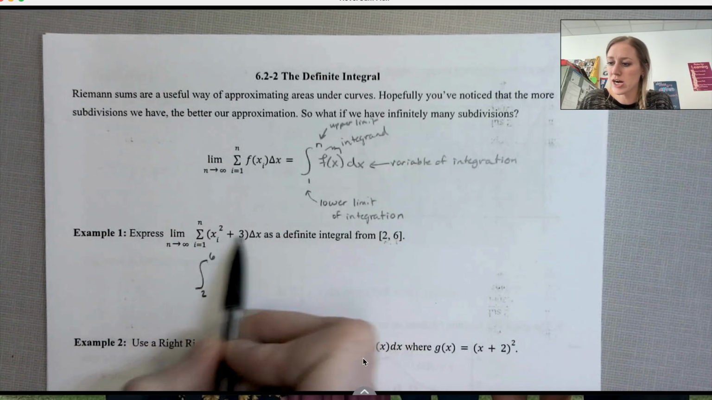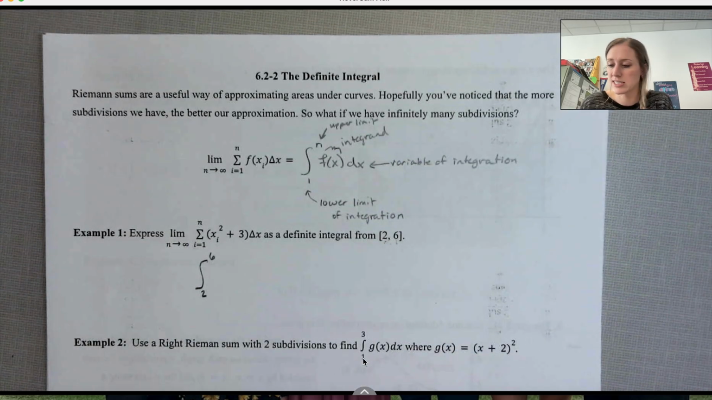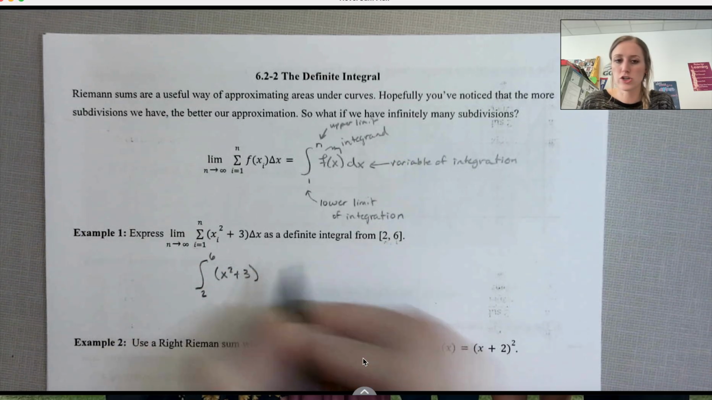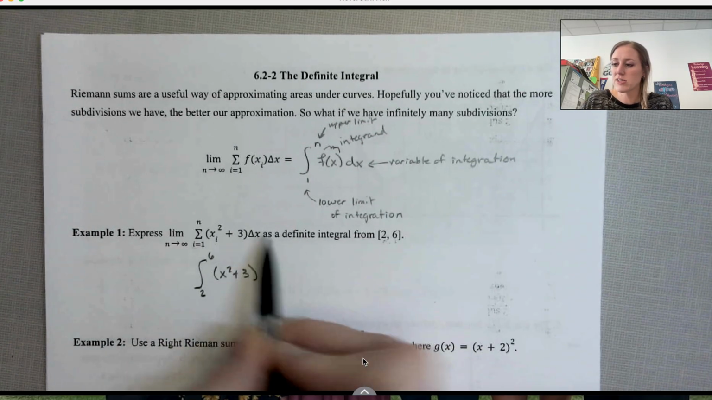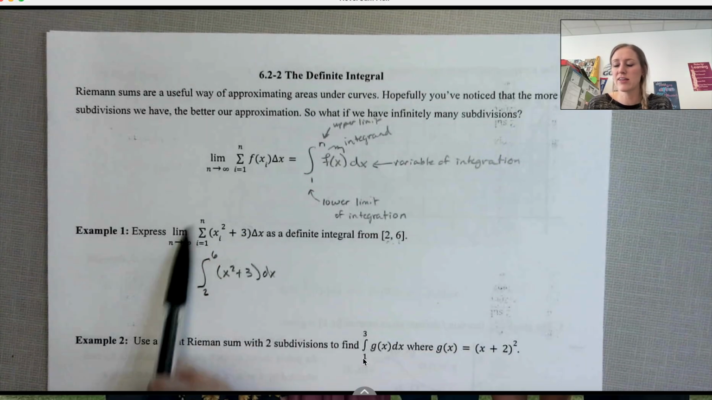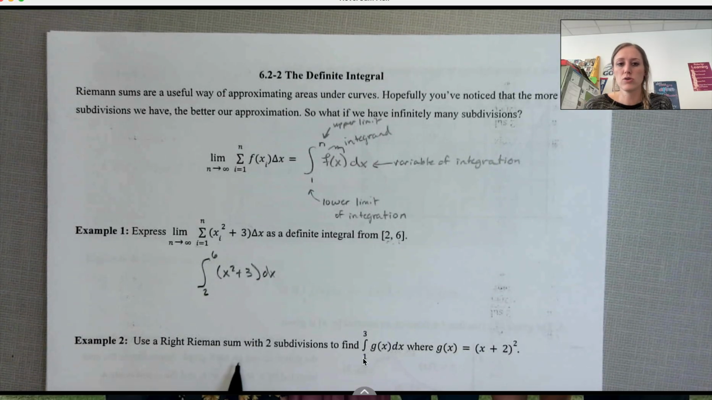My function here, I don't need the x sub i because we're not dealing with i anymore when I write it as an integral. So I'm just going to write x squared plus 3 as our function, or our integrand. And instead of delta x, dx. So this would be the exact same thing as this, just a different way to notate it and to write it. Okay, so you'll notice, we're still going to use Riemann sums in this section. We're going to move away from Riemann sums in our next section. But right now, we're just going to get comfortable with this notation.